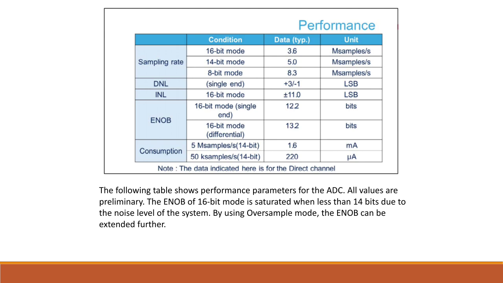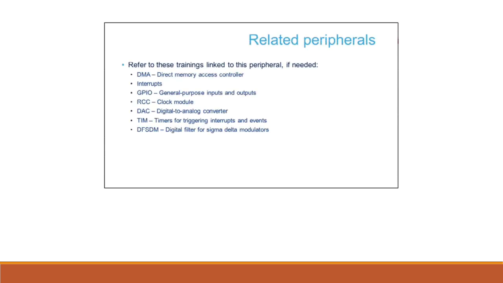I hope you understood this, and to further understand, you can go through our future trainings on DMA, interrupts, GPIO, RCC, that is the clock module, as well as DAC, digital to analog converter, timers for triggering interrupts and events, and digital filter for sigma delta modulators, that is DFSDM. These peripherals may need specified configuration.